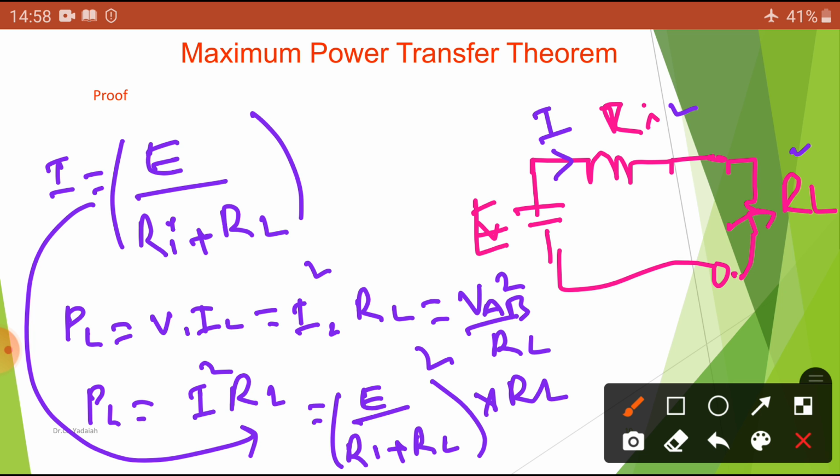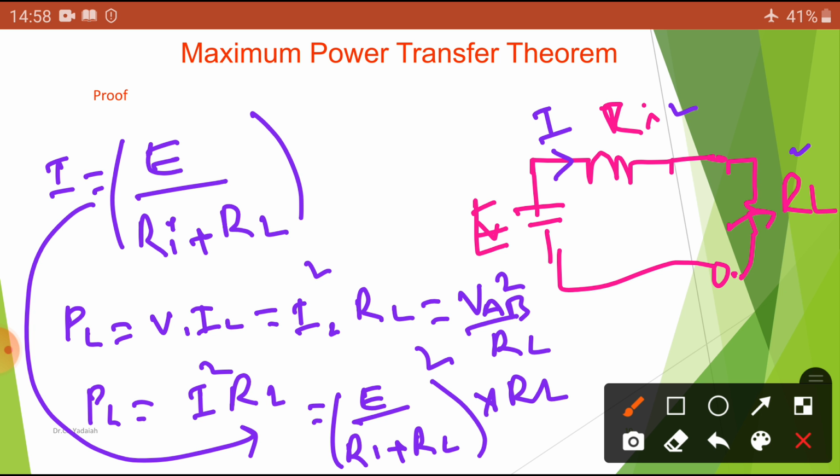Now, for the load power PL to be maximum, differentiate PL with respect to the load resistance, then equate it to 0. As we know, whether we are finding the maximum or minimum, we differentiate and equate to 0. Similarly, you have to differentiate it.